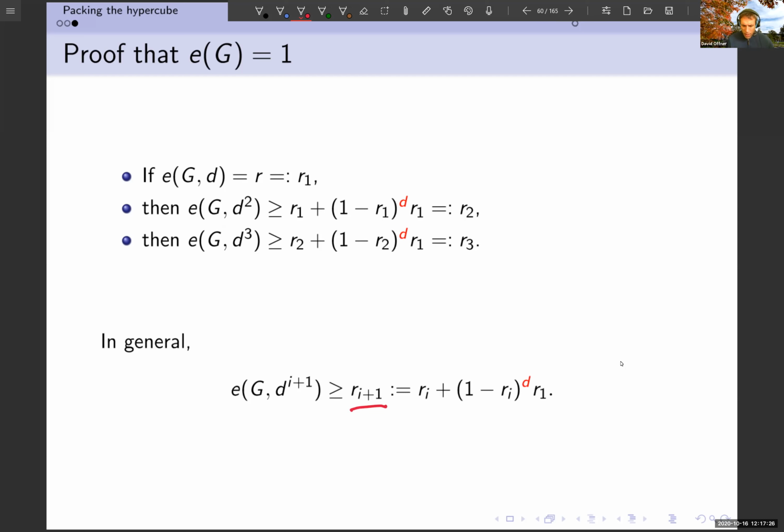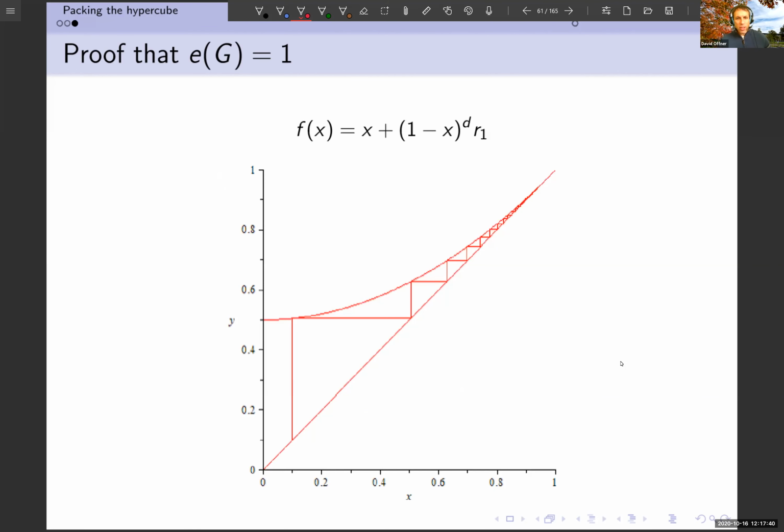The density for Q_d to the i+1 is equal to the density for Q_d to the i plus some additional factor, and so you're basically iterating this function given some fixed seed R1. Anyway, the good news about this is that this function has an attracting fixed point at 1 no matter what R1 is, and so when you write out the epsilons and deltas, you get that E(G) is in fact equal to 1.